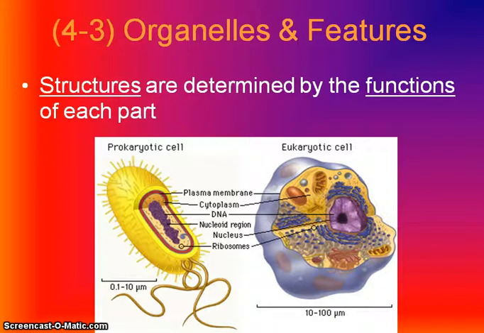Chapter 4, Section 3 talks about the different organelles and features that cells have. Their structures are mainly determined by the functions of each of their parts. So if you look here, this is just a refresher picture on prokaryotic cells versus eukaryotic cells. Now, prokaryotic cells are much more simplistic.